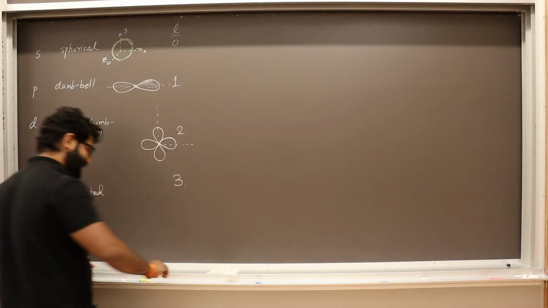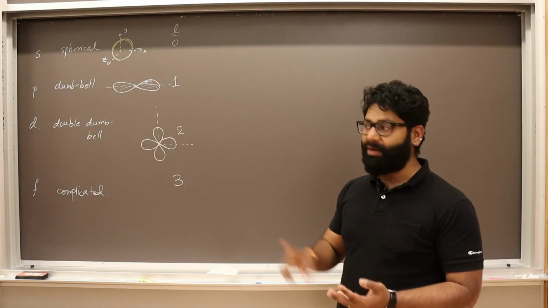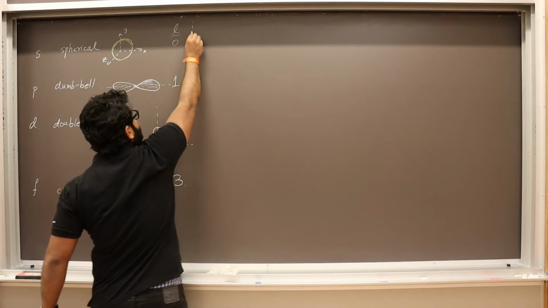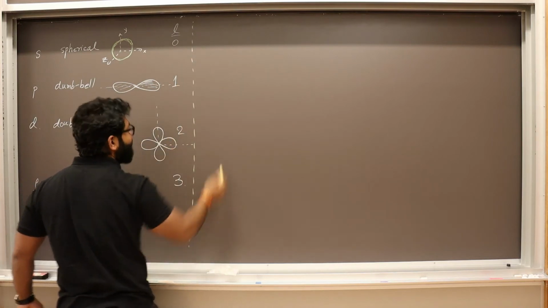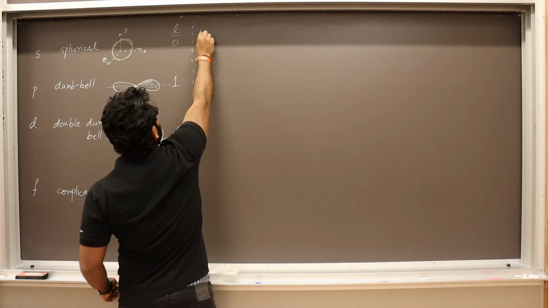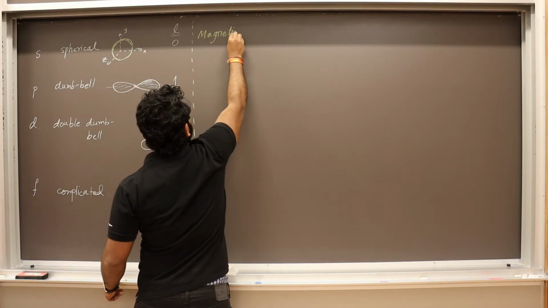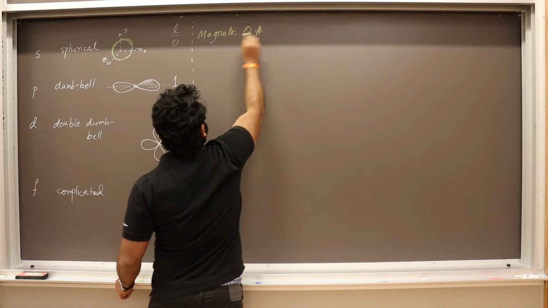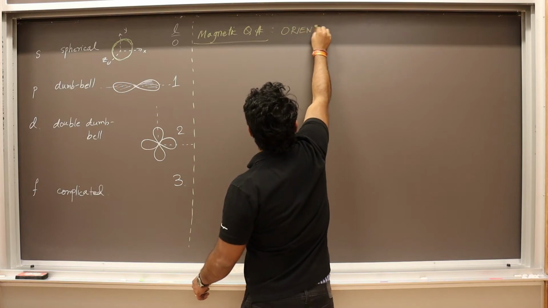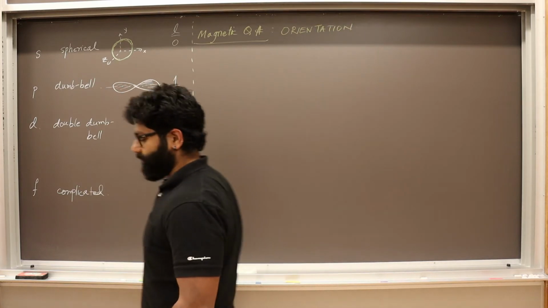Next thing that we have, so we saw the principal quantum number, which is the size, the azimuthal quantum number, which is the shape. The next one is the magnetic quantum number. Now, this will give you the orientation of the orbitals. Okay. Now, what do I mean by orientation?